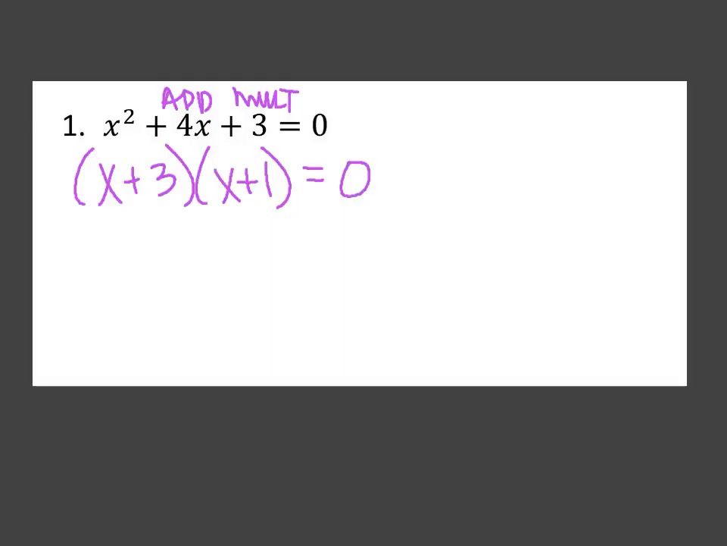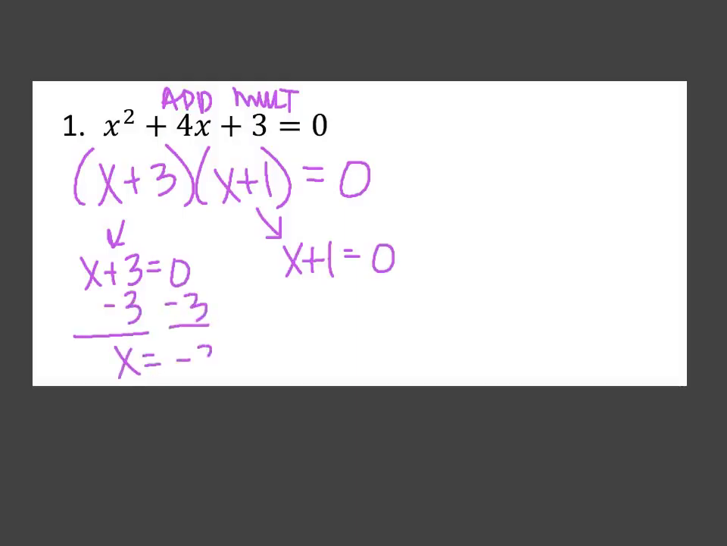Now that my equation is in factored form, I can use the zero product property. So x plus 3 must be 0, or x plus 1 equals 0. And if I solve both equations using opposite operations, I find that x equals negative 3, or that x equals negative 1.